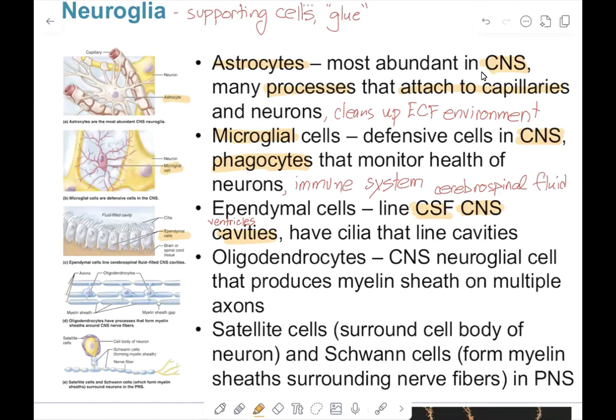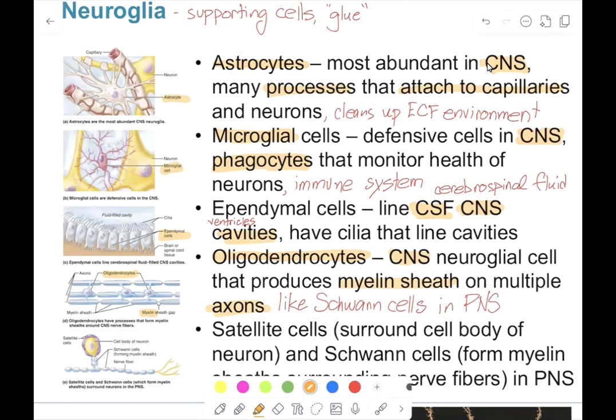The fourth and final neuroglial cell in the central nervous system is what's called an oligodendrocyte. These oligodendrocytes produce a very important protein lipid structure called myelin, and they do this on multiple axons in the central nervous system. So they're kind of like what are called Schwann cells in the peripheral nervous system. But it's important for you to remember which part of the nervous system they're going to be located in.